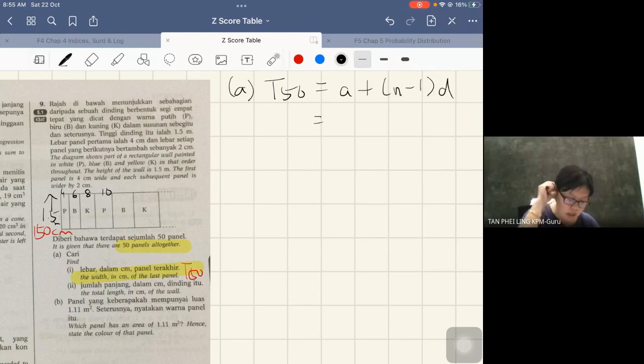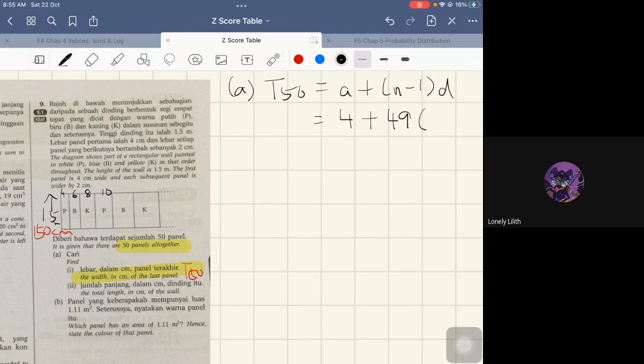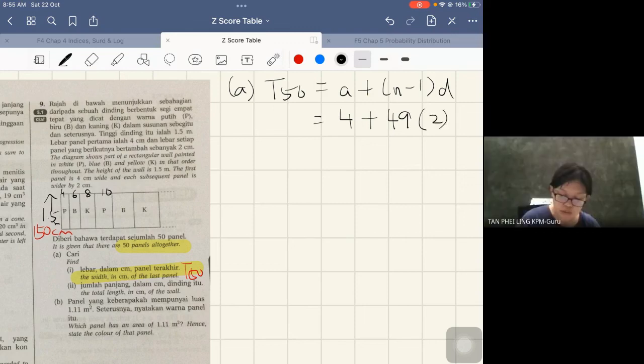Okay, so A here is the first panel, which is 4 cm. The height is not into consideration yet because it doesn't affect anything with the height. So we just focus on the length of the panel. So they want T50, and then we have plus N minus 1, which will be 49, right? And then our D will be 2. So you will get 4 plus 98. It will be 102 cm. Very easy. You will have 2 marks here.